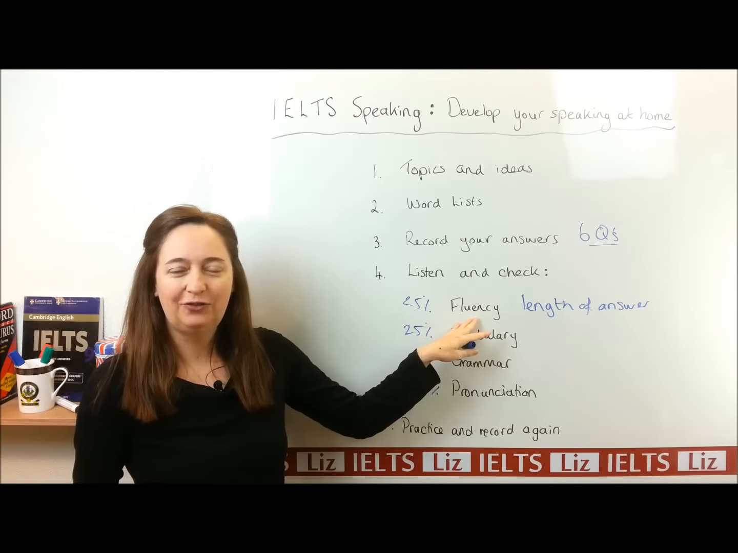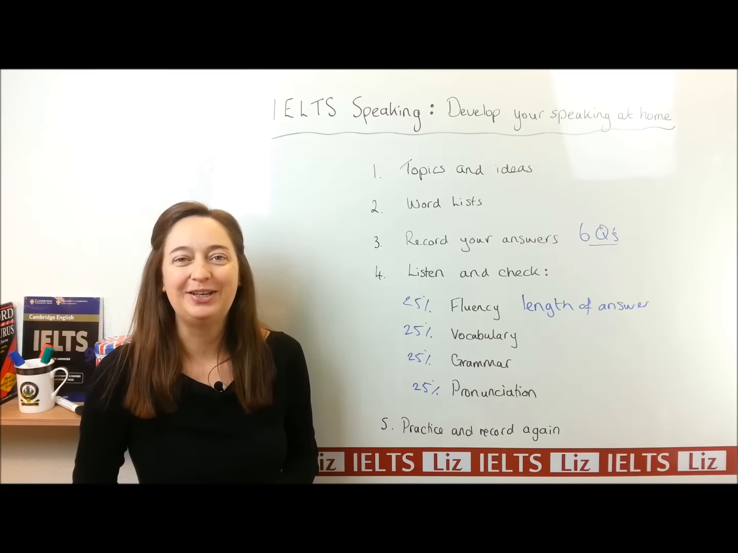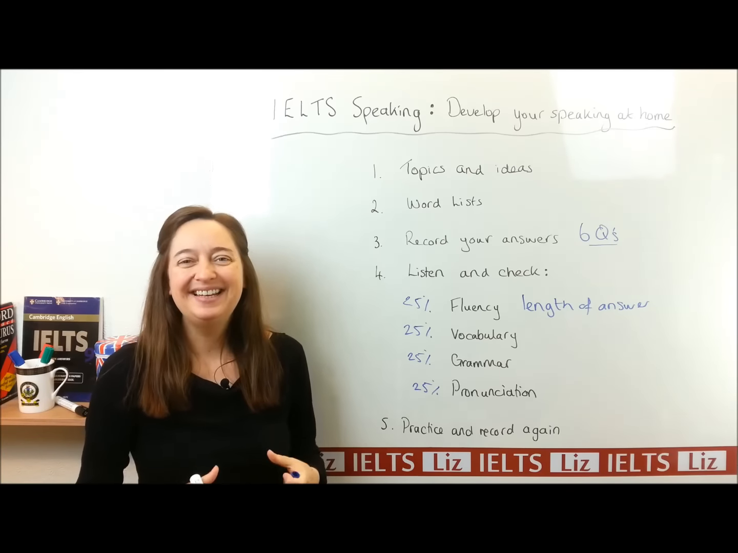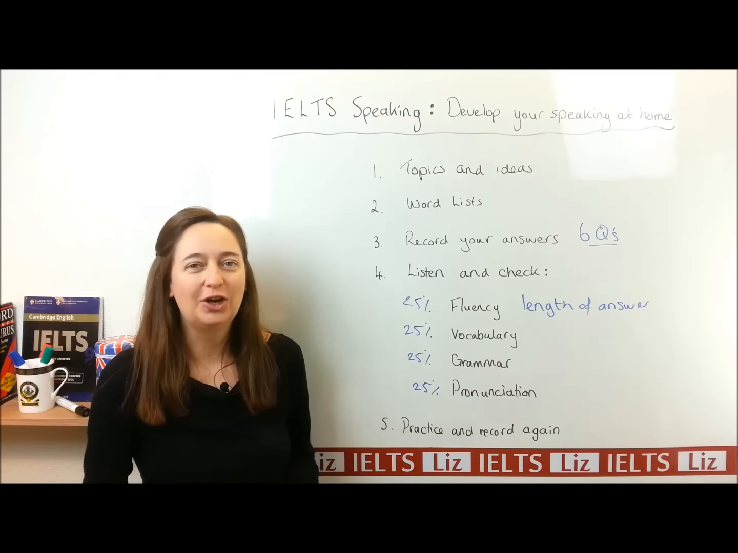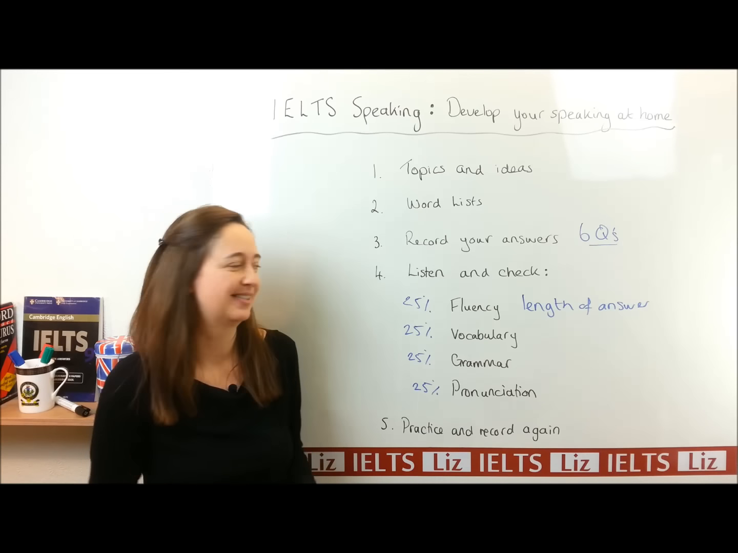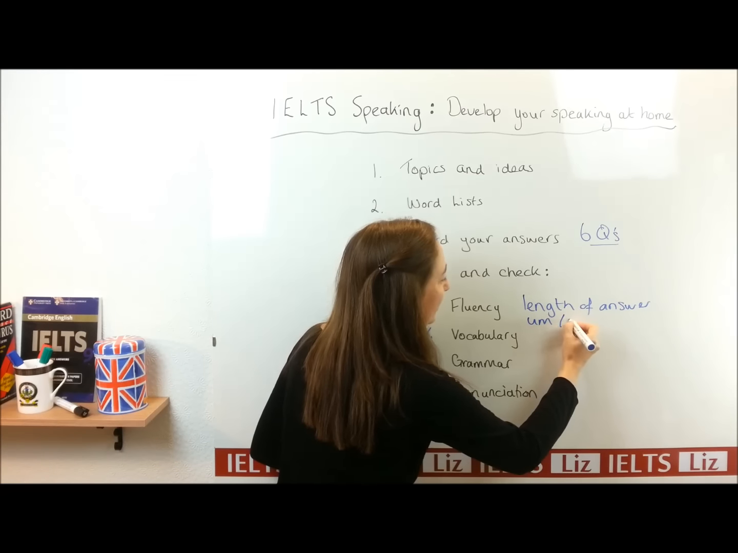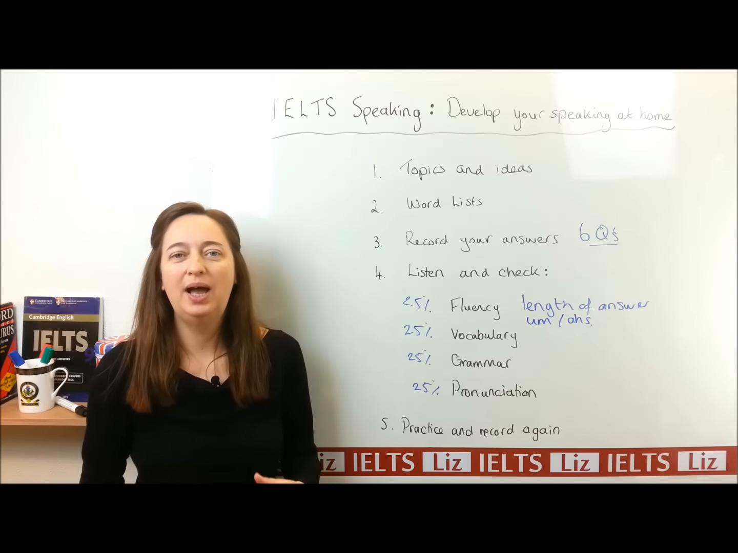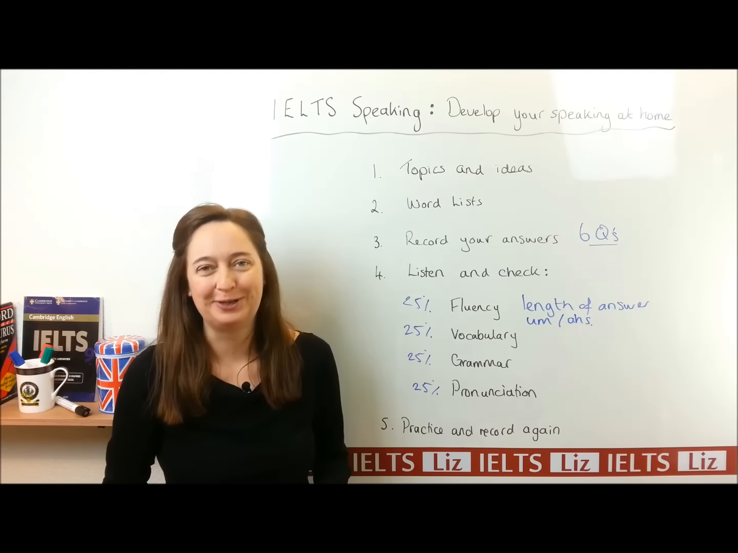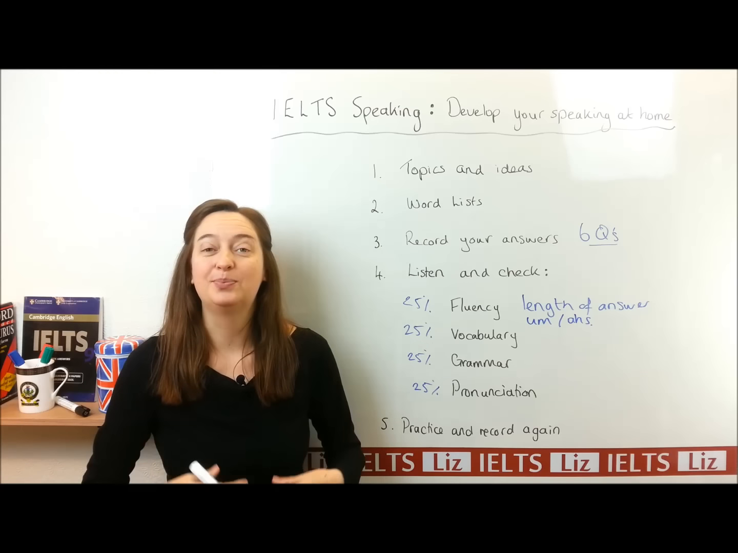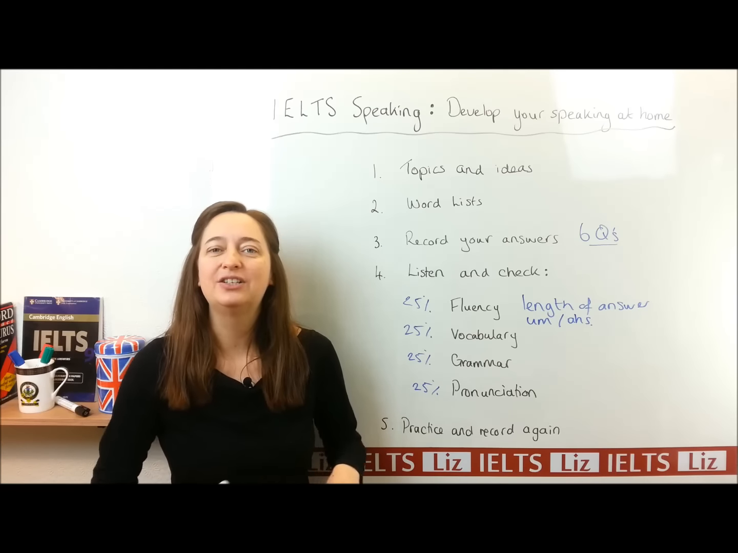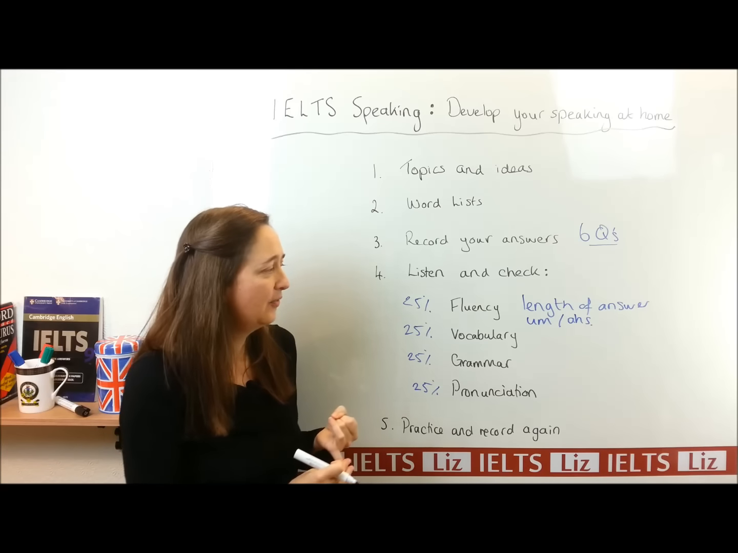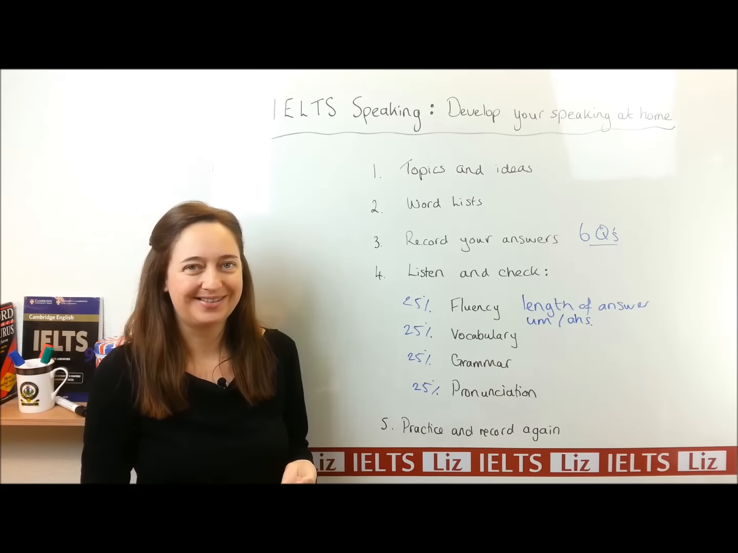Another thing that you can check for your fluency is how many times you say, um, er. These are hesitations, and we don't want hesitations in our answer. So you need to check how many ums and ers you have. If you have a lot, that's a problem, I'm afraid. And you need to find a way to practice more so that you get rid of the ums and ers. So we've got the length of answer and the ums and ers.